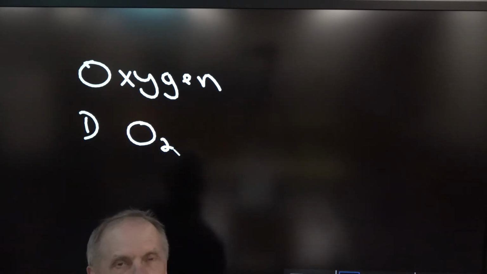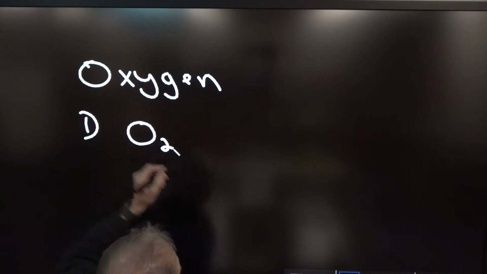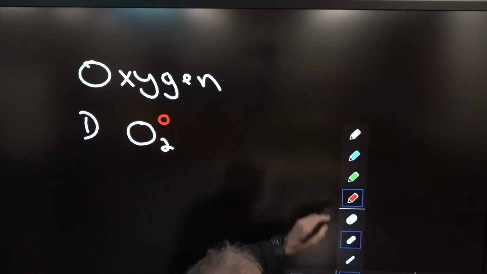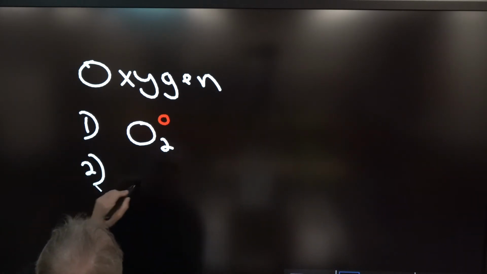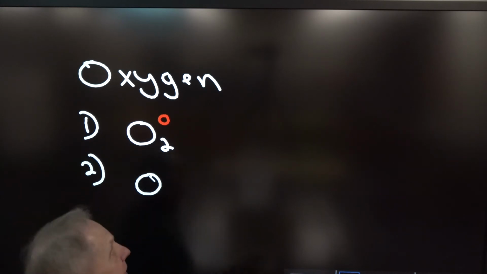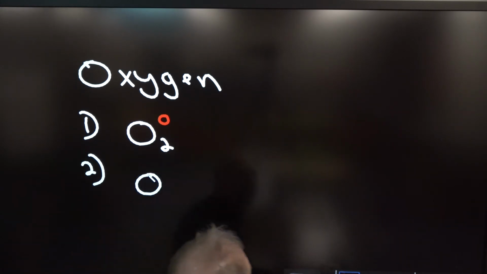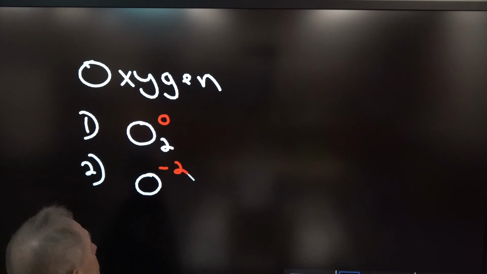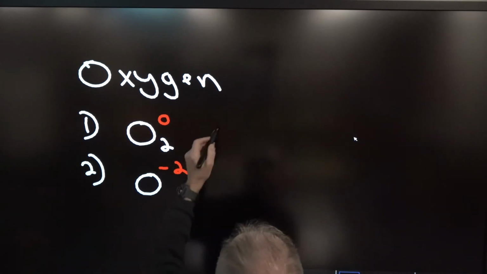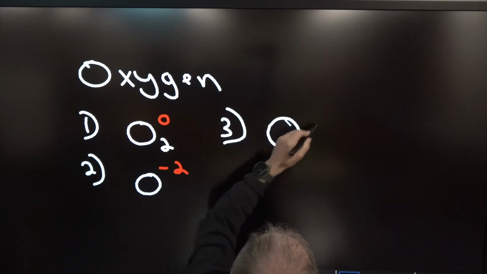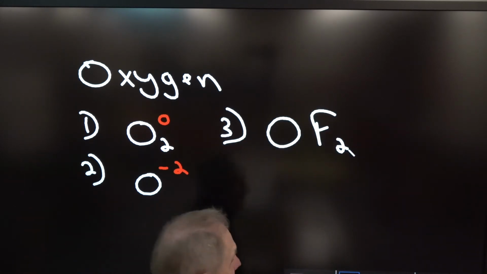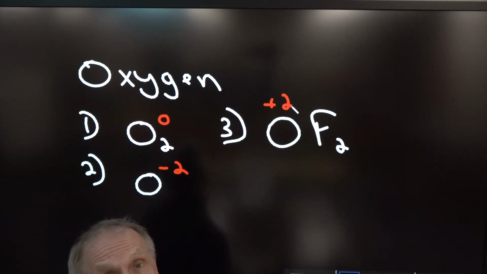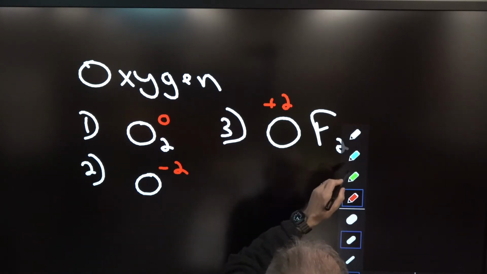If it's a diatomic gas like the air we're breathing, O2 has to be neutral. So that's the first one. Number 2. O in almost every single case, unless it's a diatomic gas, is this, -2. Almost always. Now, number 3. If it's hooked up with 2 fluorines, like we did before, it's a +2. That's the only time that we know in high school chemistry that oxygen is a +2.